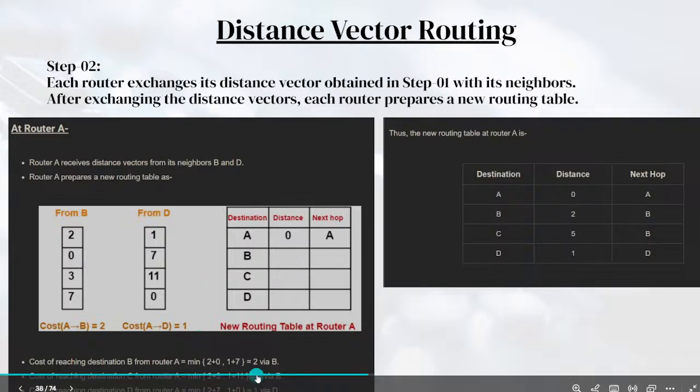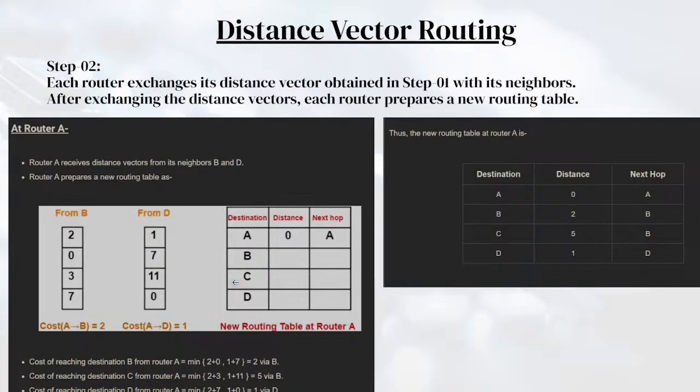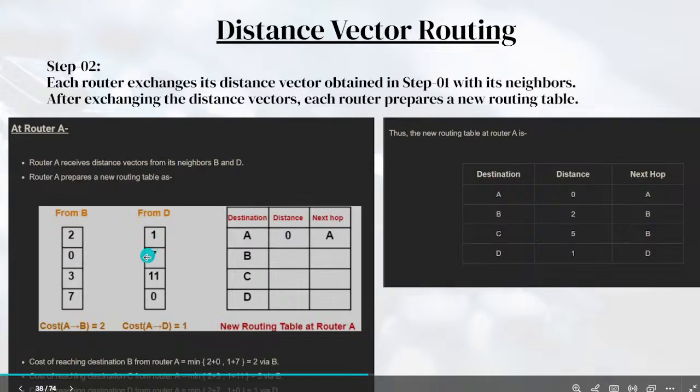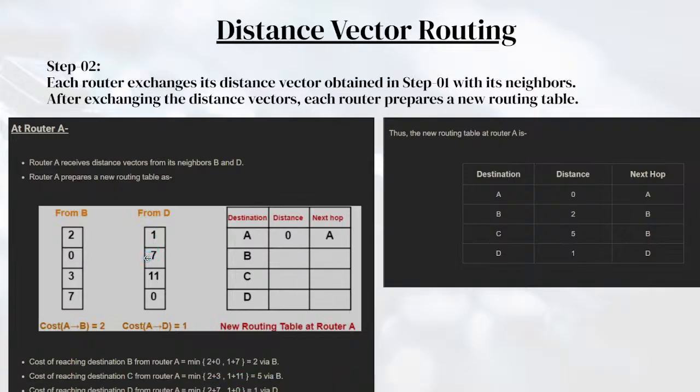So the cost of reaching destination B from router A is 2 plus 0 and 1 plus 7. 2 plus 0 is 2, 1 plus 7 is 8. So 1 plus 7 is the higher value, so we are not considering it. We are calculating 2, and the hop is B.